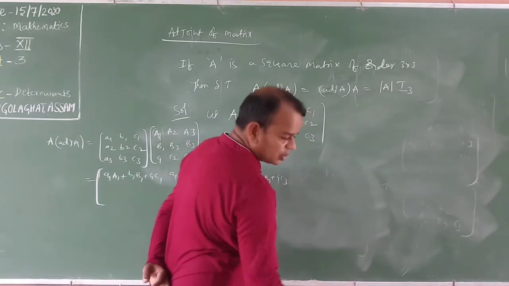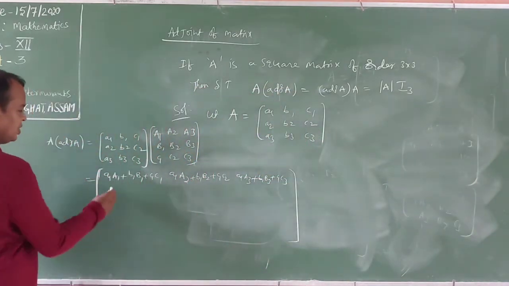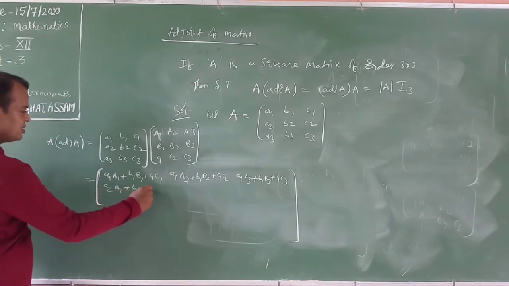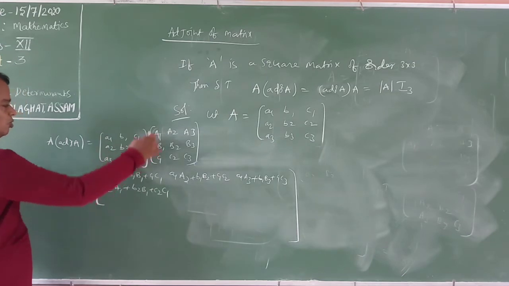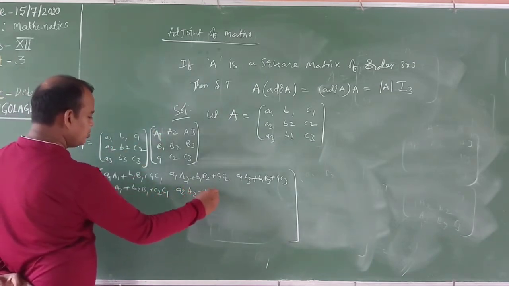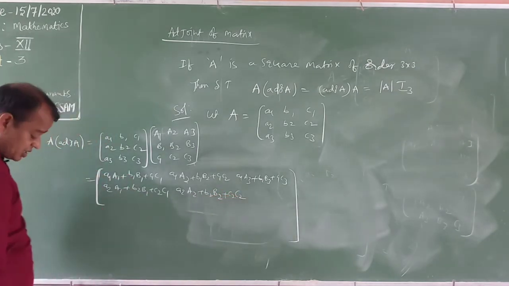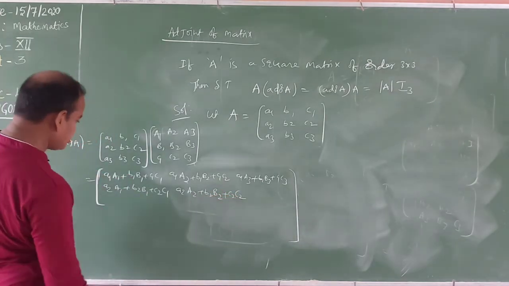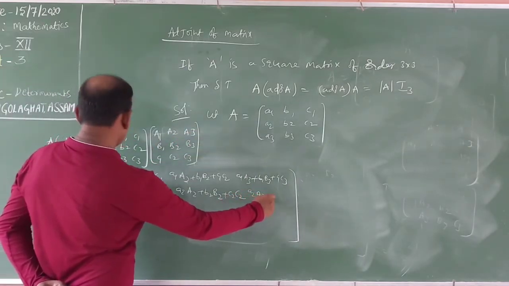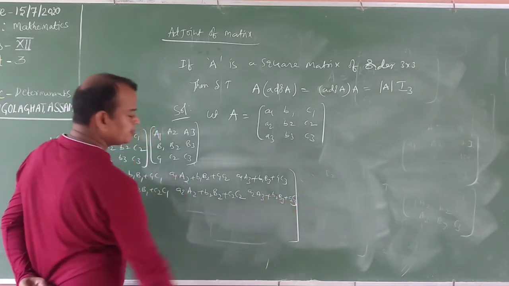Okay, now we will do it in the same way. Next, A2A1 plus B2B1 plus C2C1, row by column. Next, A2A2 plus B2B2 plus C2C2. Understand or not? Yes, 100% understand. A2A3 plus B2B3 plus C2C3.